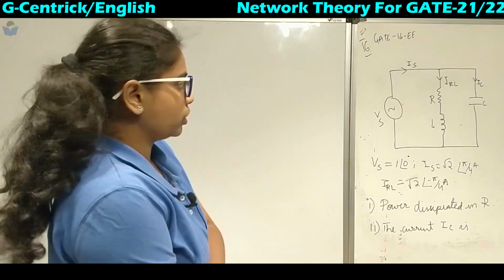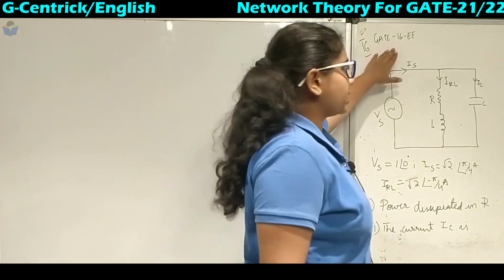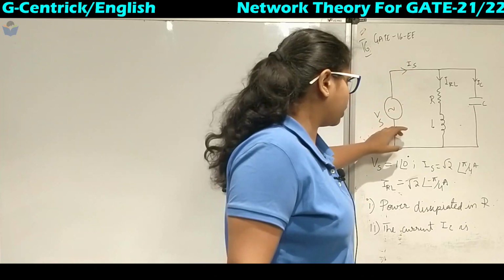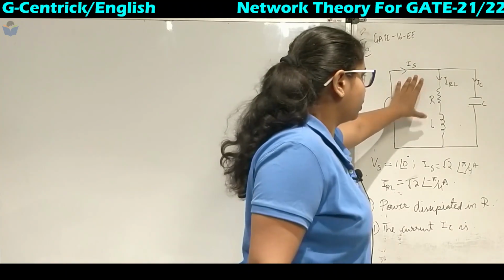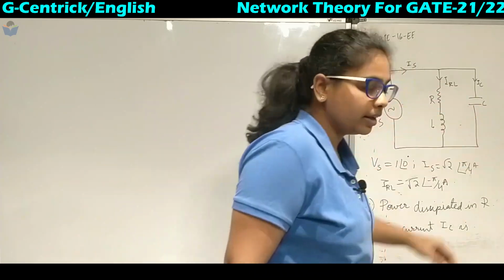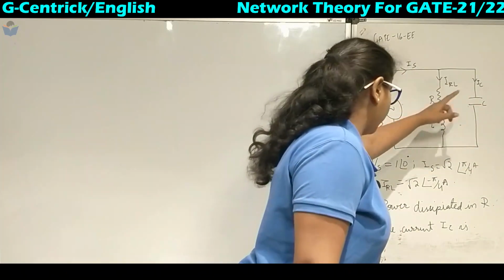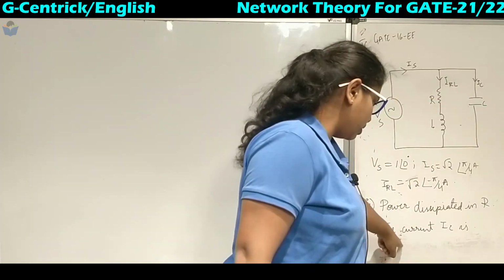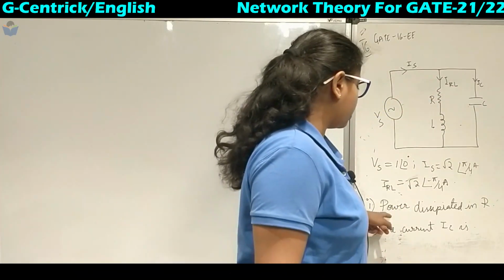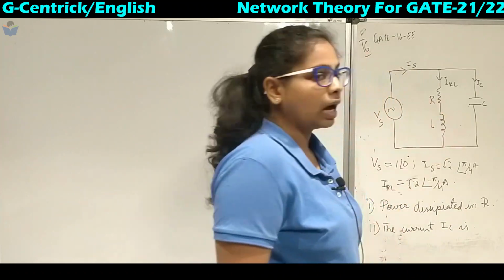Okay, coming to this question, first thing, it was asked in GATE 2016 electrical branch. So we have RL, VS supply is given. We have IS, IRL and IC. So all the current values have been given here. Only we have to find IC, which is given in the second question. And the first question says power dissipated in R.